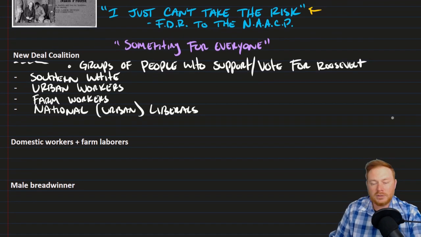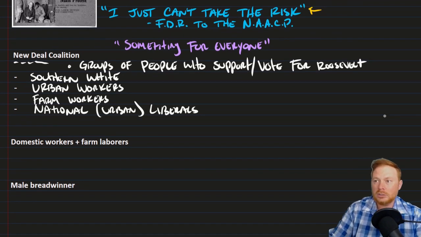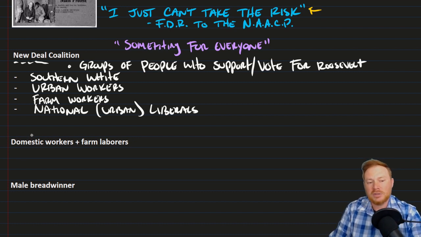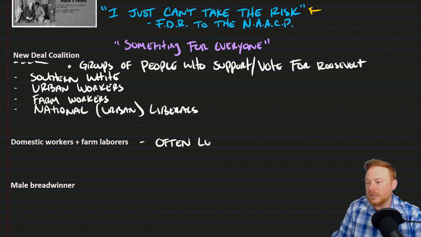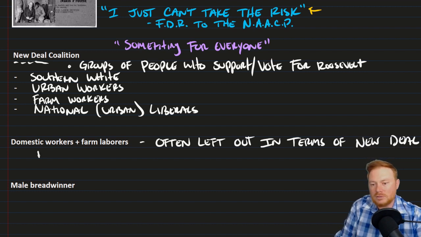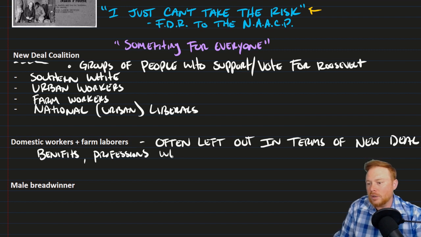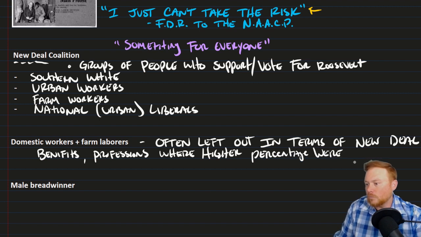With that being said, though, Roosevelt's New Deal programs, like we mentioned at the top of this section, could create inequities in terms of benefits, right? Not everyone shared in all the benefits. So, for example, in some of the New Deal programs, there were exemptions or certain professions that were exempted. Domestic workers and farm laborers, we might say, were often left out in terms of New Deal benefits. And these were professions, say, where a higher percentage were African American.